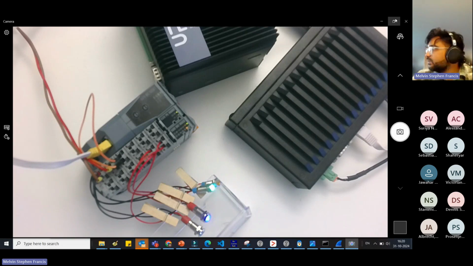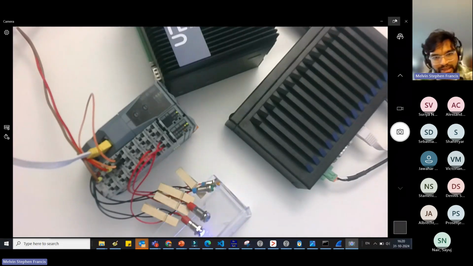Now you can see the LEDs are blinking at a faster rate, and I will make it much faster. Yeah, you can see literally it's so fast now, and I'm going to bring it back. So this is the overall application to show that we are able to send a packet every 1 ms, and we are toggling these LEDs.